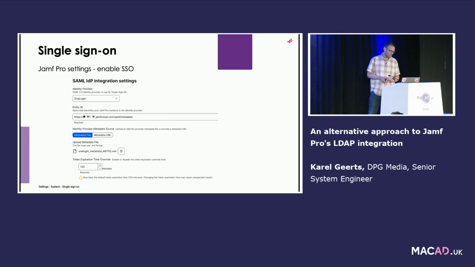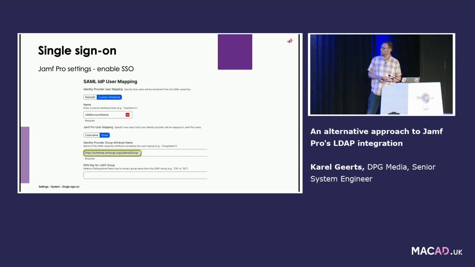The IDP settings: we use OneLogin, there are other options of other identity providers too. The entity ID comes from your OneLogin app. Also, the metadata file has to be imported in here. You can download that from your OneLogin app. And you can see the group field from a moment ago comes back. So this is really necessary to use groups.